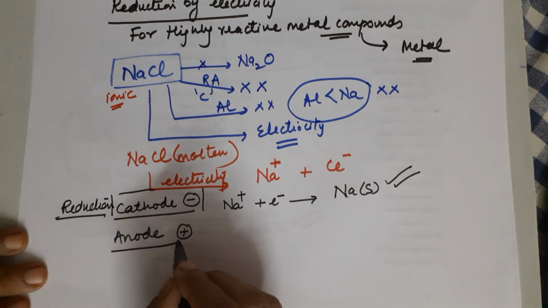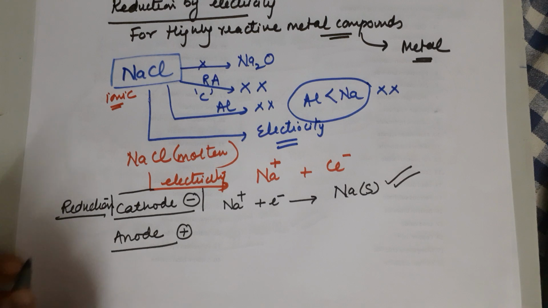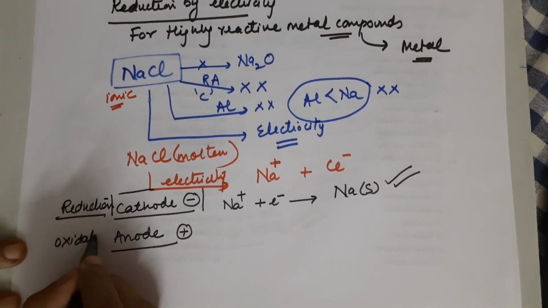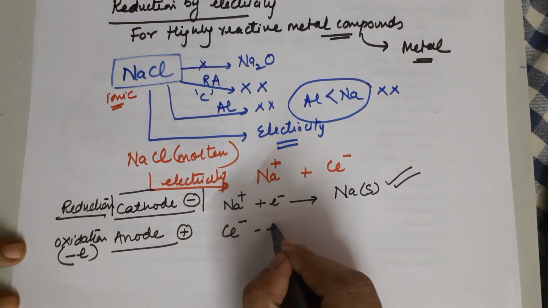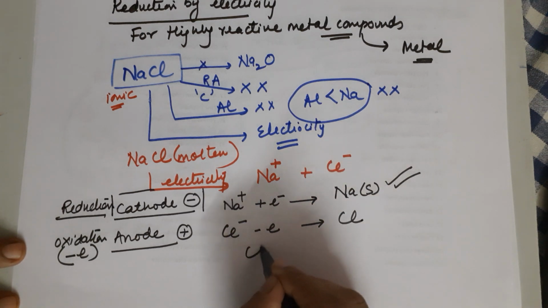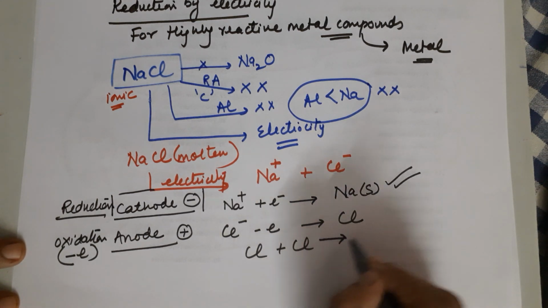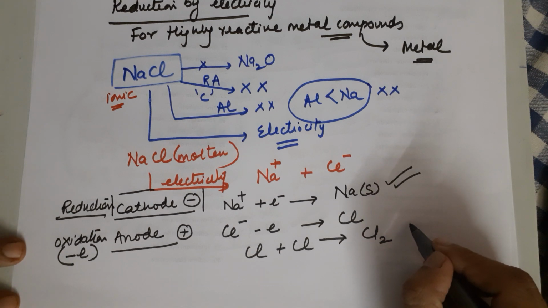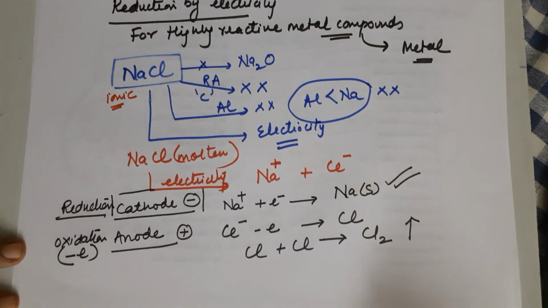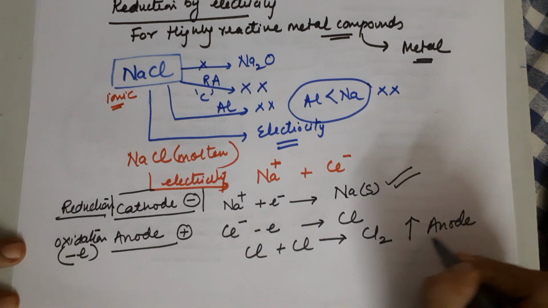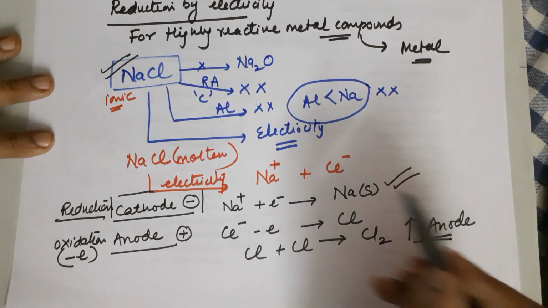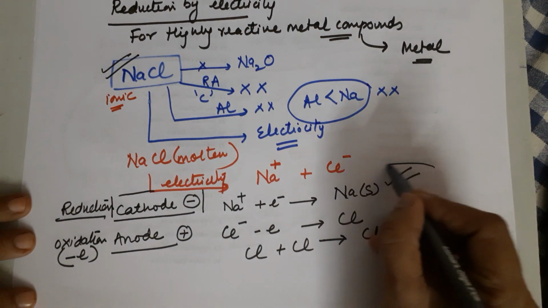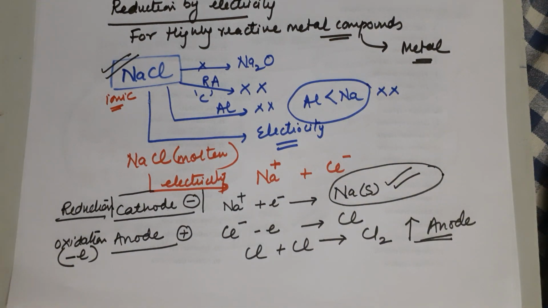What happens at the anode? Anode is the positive terminal. Always at the anode you have oxidation happening. Oxidation means loss of electron. So, at the anode you would have Cl minus. It would lose an electron to become Cl. You very well know Cl does not exist alone. Two Cl atoms will combine together to give you chlorine gas, and this will be liberated at the anode. So, the agenda was for reducing highly reactive metals, use electricity, and at the cathode you will get your metal obtained. Fine.